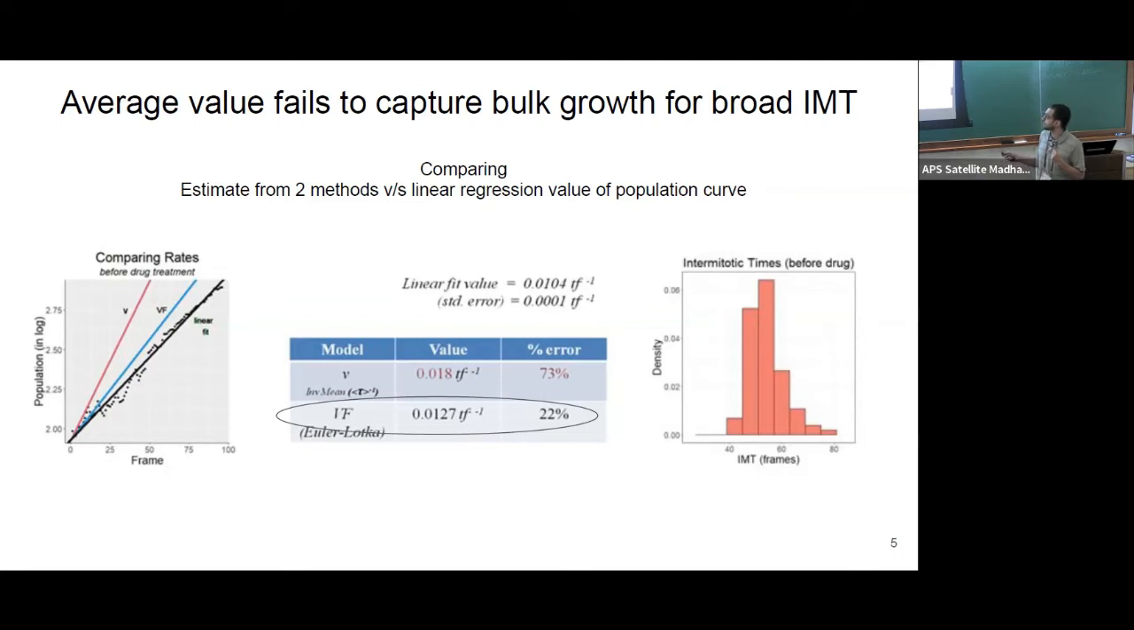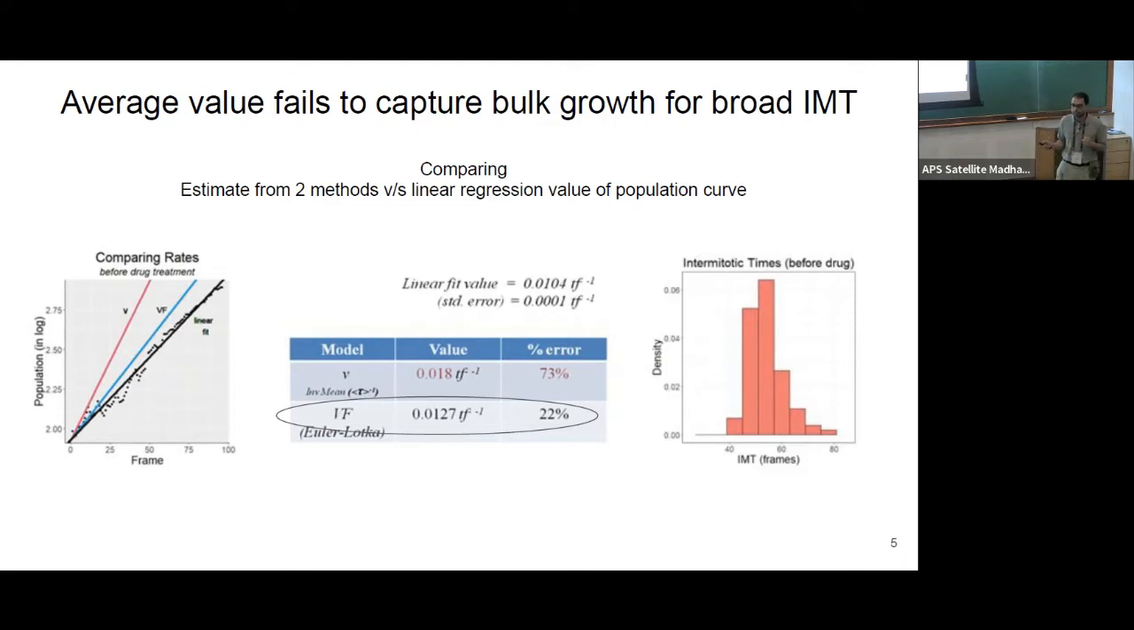One was the inverse of the mean, and the other is the von Foerster method, which provides us with an Euler-Lotka equation that estimates the population growth rate. Now, interestingly, with this distribution of the intermitosis time in mind, when we calculated the population growth rate from just the inverse of the mean, we found that this deviated by about 73%. This red line with the black, the difference came to be about 73%.